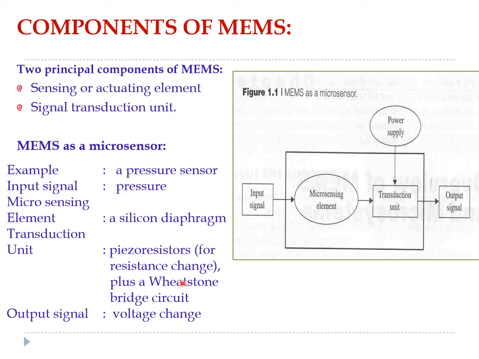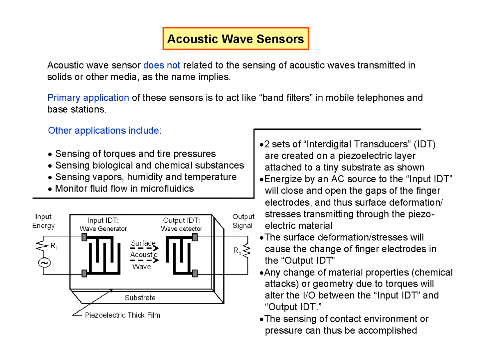So these changes will be connected with the Wheatstone bridge. The corresponding change in the Wheatstone bridge will indicate the amount of pressure applied over here. Then the output signal here is read as a voltage change from the transduction unit. So this is how the micro sensor is sensing.